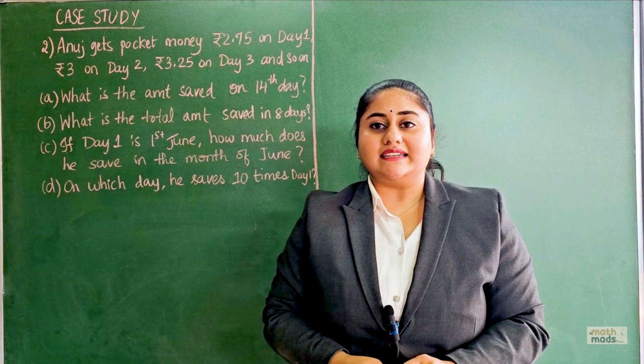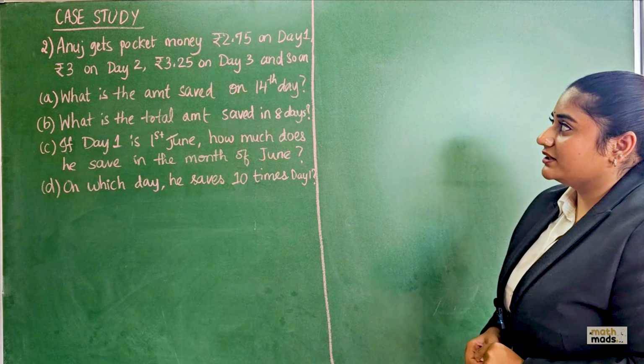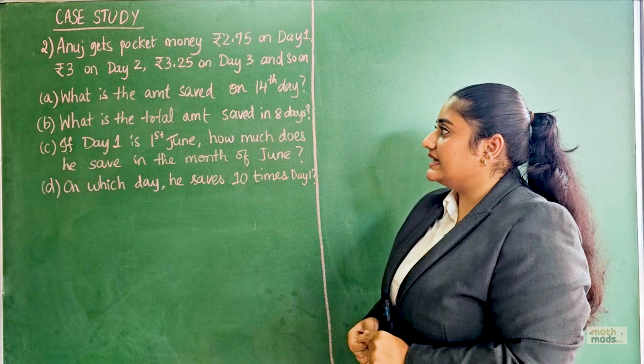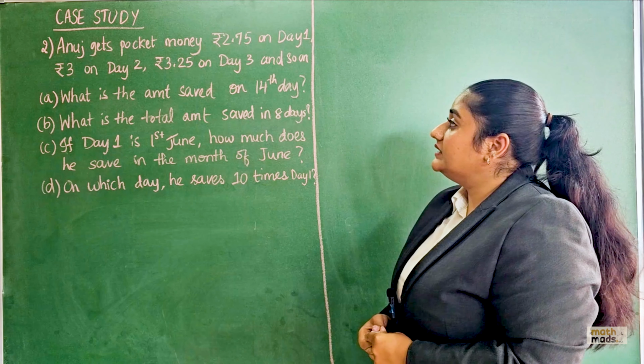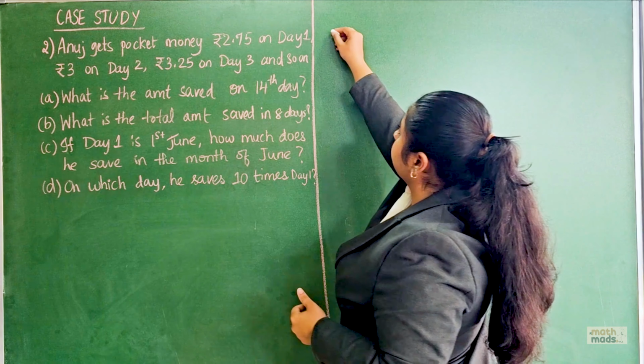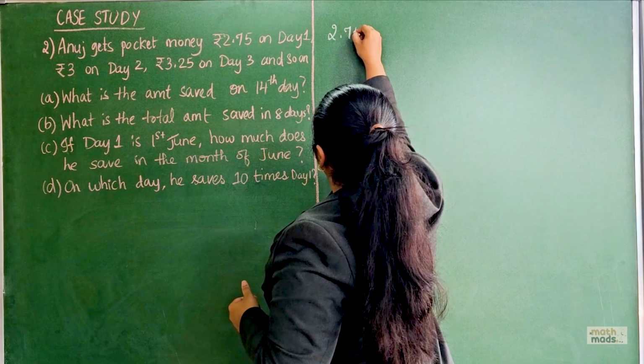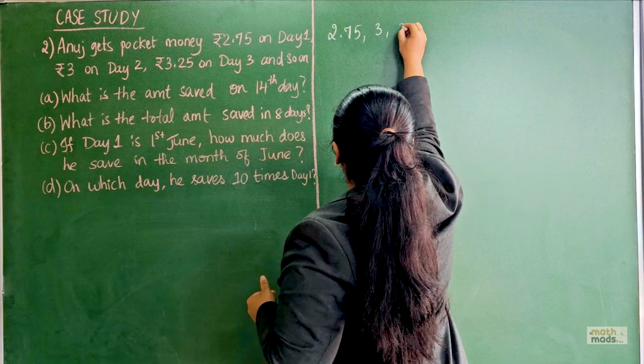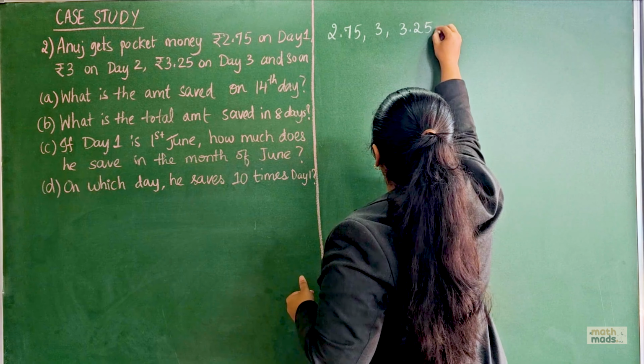Now let's look at the second case study. Anuj gets pocket money 2.75 rupees on the first day, 3 on the second day and 3.25 rupees on the third day and so on. So let me write down this AP first. 2.75, 3, 3.25 and so on.